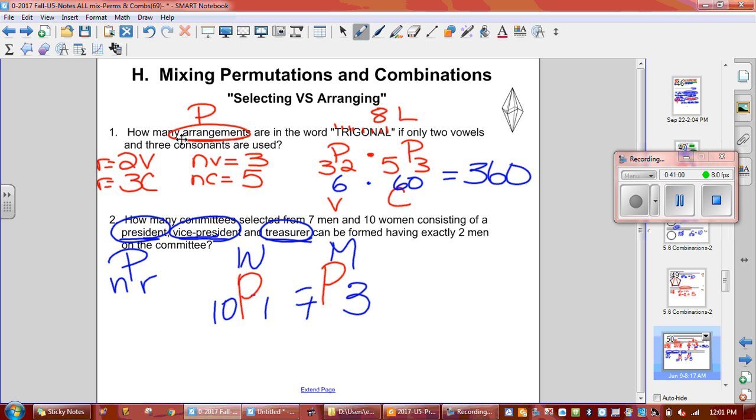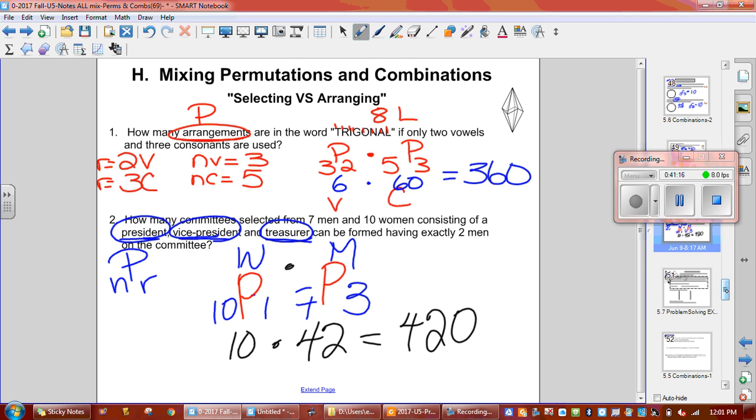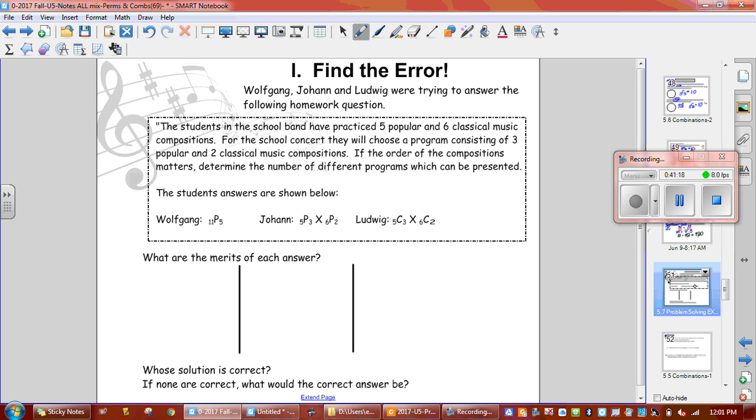Now the next question you were asked to look at is a finding-an-error question. So there are 5 popular and 6 classical music songs that they have practiced. They need to pick 3 popular and 2 classical to play. Now, it says the order of the compositions matters. We want to know the number of different arrangements of programs that they could consider.